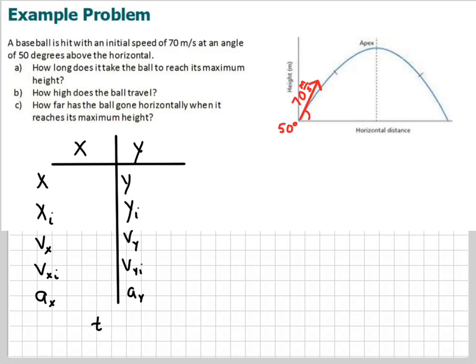Do we know anything about the X? Now, before we immediately say no, I need to tell you what we're interested in for this particular problem is not where the ball lands, but the apex. In other words, its highest point. So this is where we're interested in finding X and Y. We don't know what those are, but we are interested in them because part C asks how far the ball travels horizontally, so that will be its X position. And then part B asks how high does the ball travel, so that will be the Y position at this point.